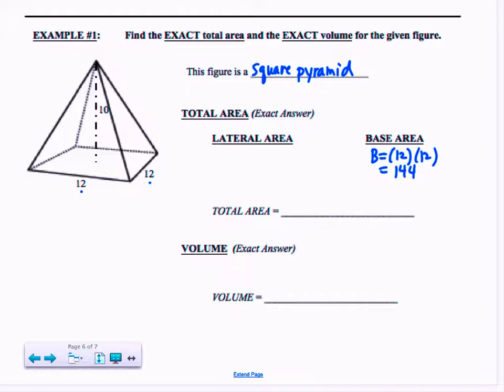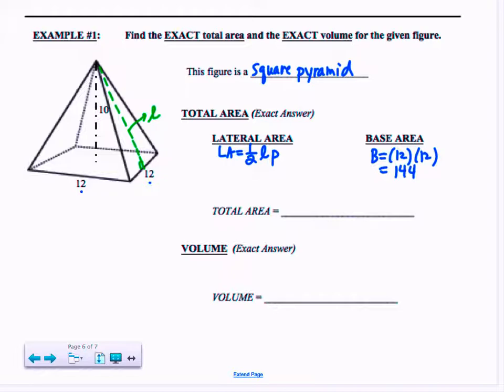Next, lateral area. The formula is 1/2 the slant height times the perimeter. All right, what do we know? What don't we know? Well, we probably should draw a slant height in the picture. So right there, I will put my slant height L.